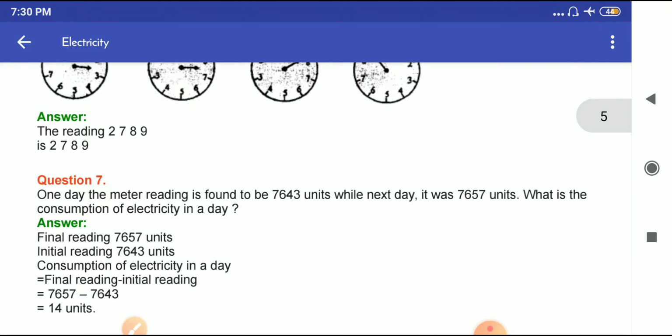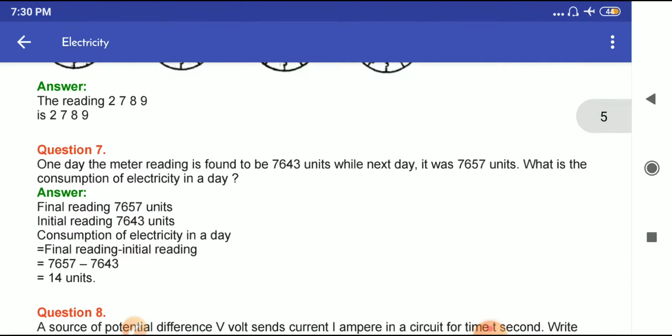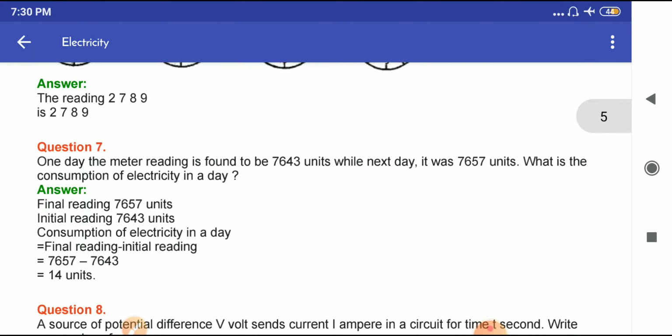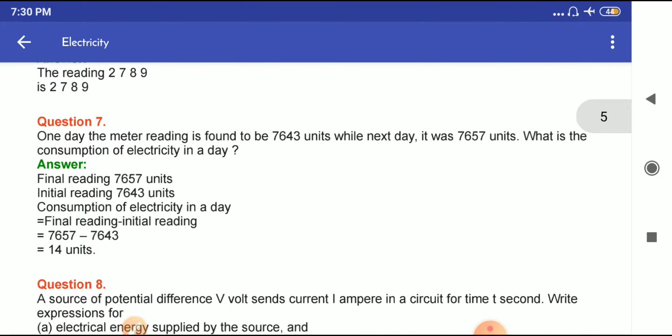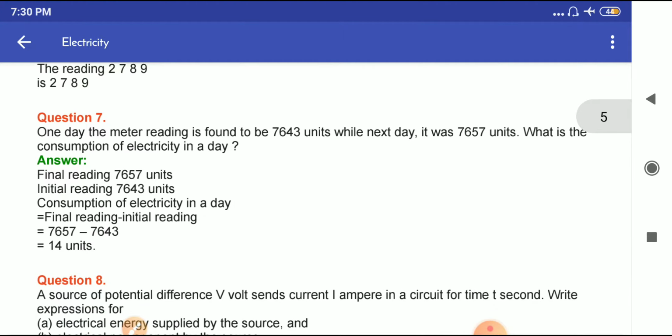Question number 7, one day the meter reading is found to be 7,643 units, while next day it was found to be 7,657 units. What is the consumption of electricity in a day? So this is your answer.